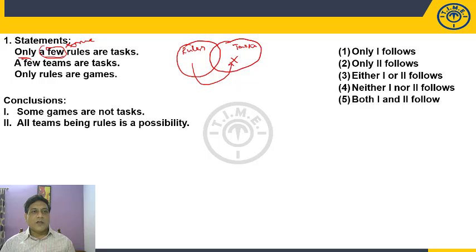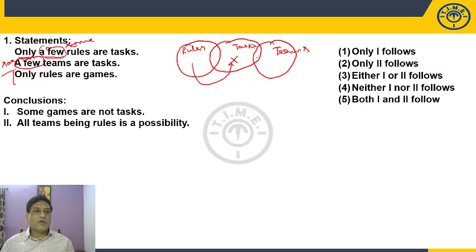A few teams are tasked. A few is the same as some. So some teams are tasked. This is how we draw the basic diagram. But here we will not have any indication, because we are free to take the entire circle of teams inside the task, and we are free to take the entire circle of tasks inside the teams. So there is no restriction between them. Because the statement talks about only some, we are only showing some. The entire thing can also go inside in the alternative diagram.